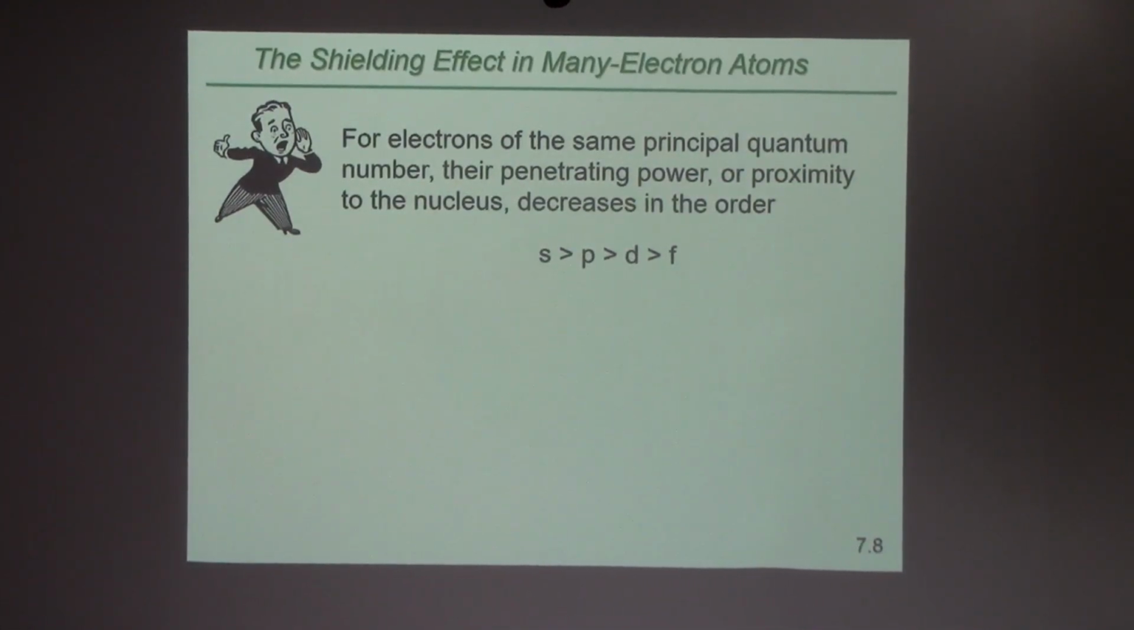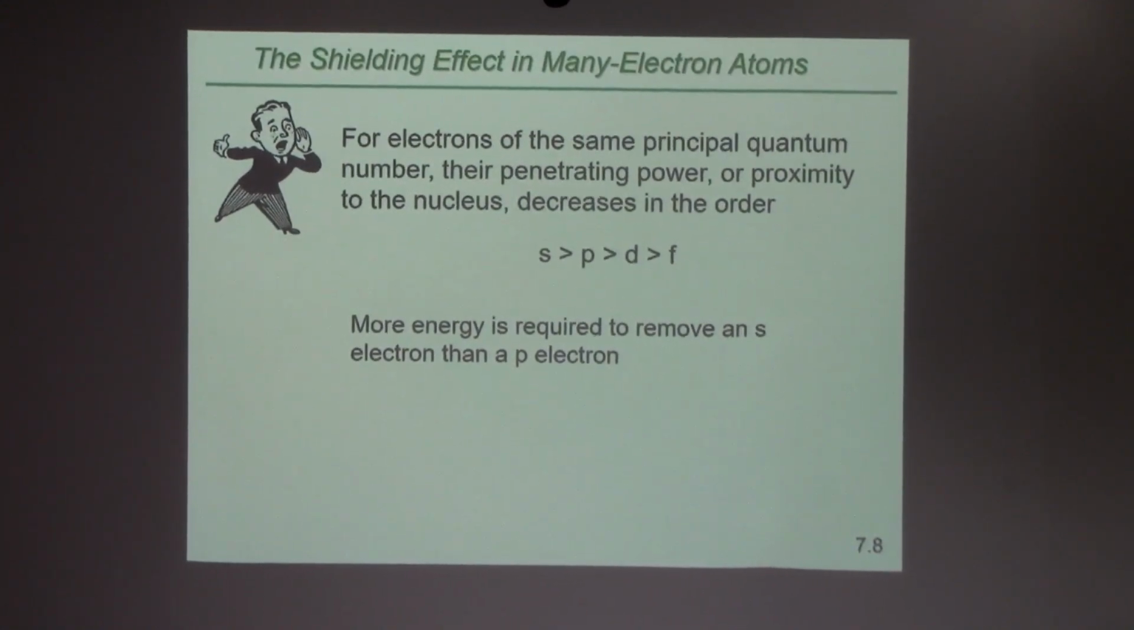For electrons of the same principal quantum number, that means the value of n is the same, their penetrating power or proximity to the nucleus decreases in this order: s, and then p, then d, then f. So what does this mean? If you have two electrons, one in 2s and the other in 2p, the electron that is in 2s is going to be closer to the nucleus. Therefore, it will require more energy to remove it, because it will be attracted more by the nucleus, because it's closer to it. So more energy is required to remove an s electron than a p electron.